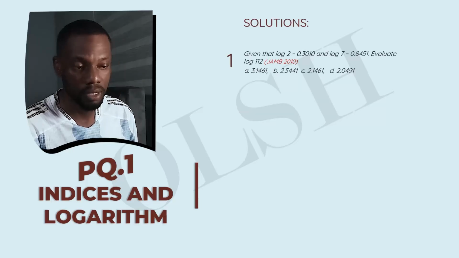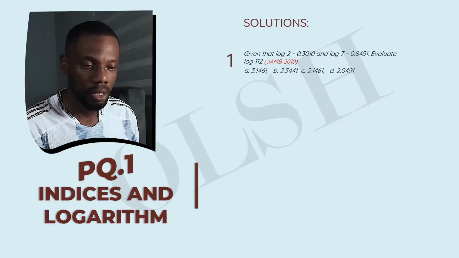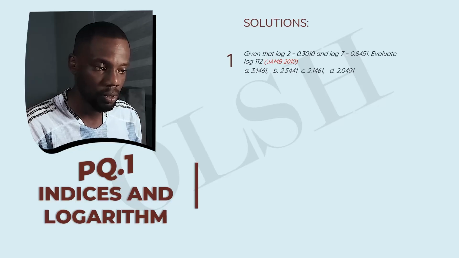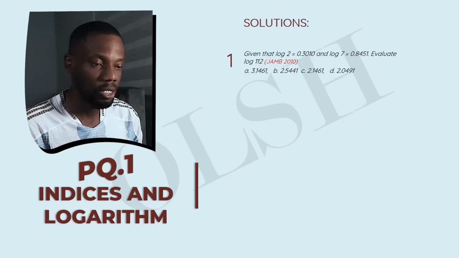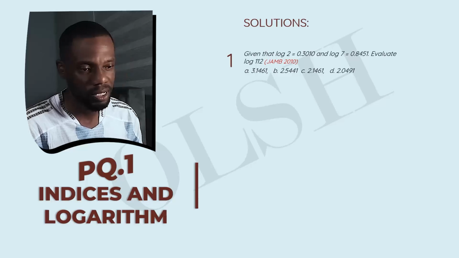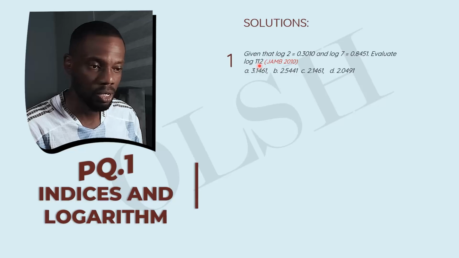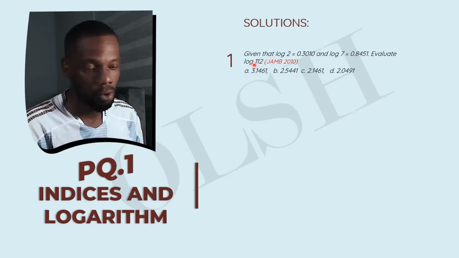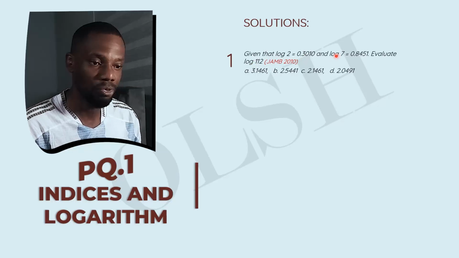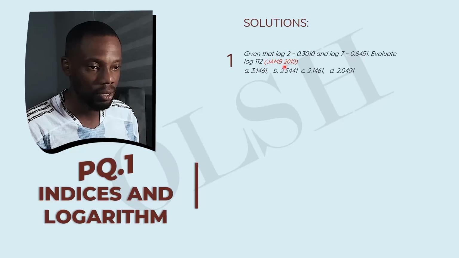Okay, so the first question we have is, given that log 2 equals 0.3010 and log 7 equals 0.8451, evaluate log 112. This is from JAMB 2010. The first thing that should come to your mind here is to figure out how you can split this number into its multiples that can contain 2 and 7, or how 2 and 7 can combine to give you 112. If you can get that, then you can split them into two logs and use the values you have in your question.